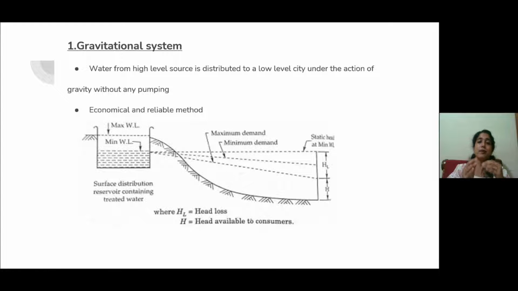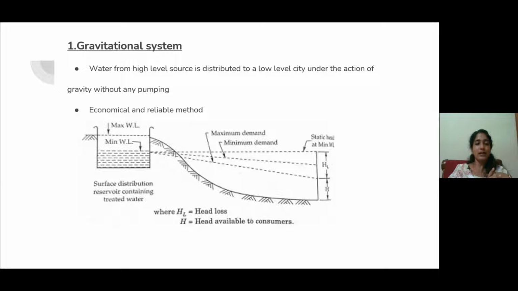This is only possible when the source of water is at a high elevation, and the water to be distributed to the public lies at a low elevation. This is the most economical and reliable method, and there will not be any interruptions because of this gravitational system. Because no power is required, power failure does not affect the water supply.